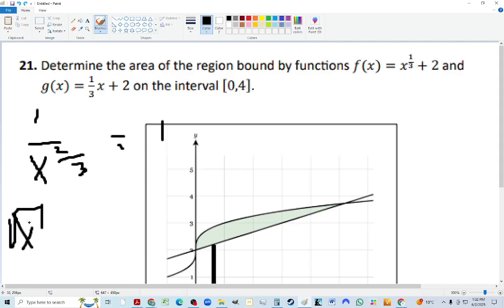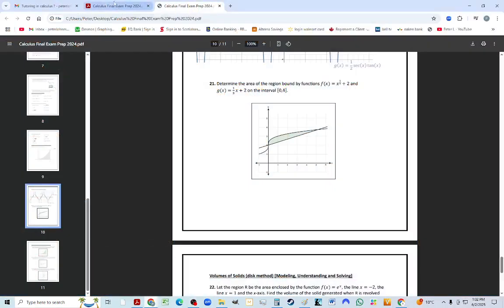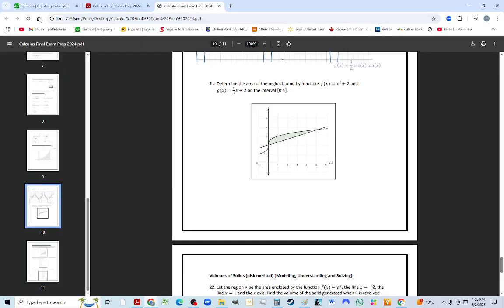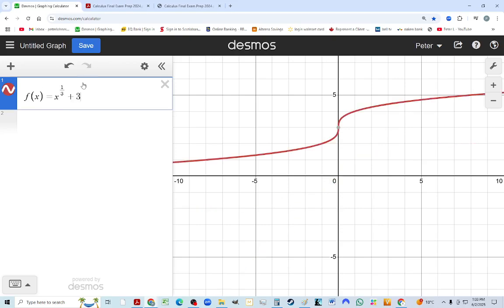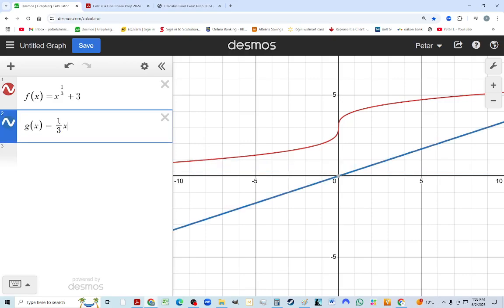So when does x squared equal 27? I probably made a mistake there, so just ignore that, but you would definitely solve it. Let's just let Desmos do it just to show how you would solve. So the two graphs are x to a third plus 2. It's just a cube root. And a third x plus 2. I think they were both plus 2, not 3.